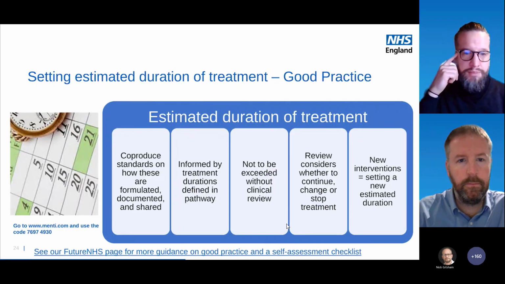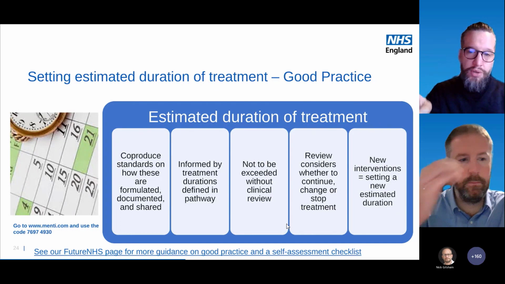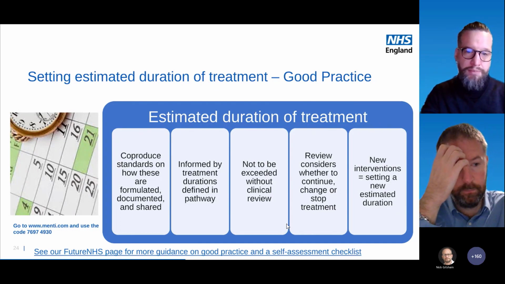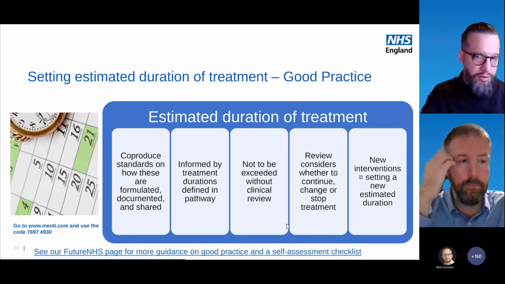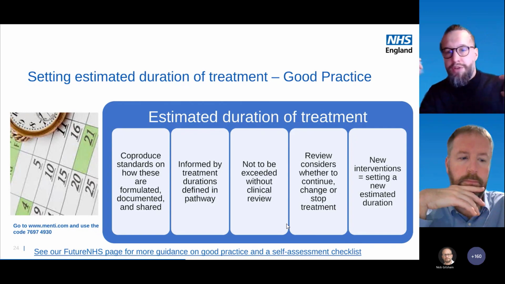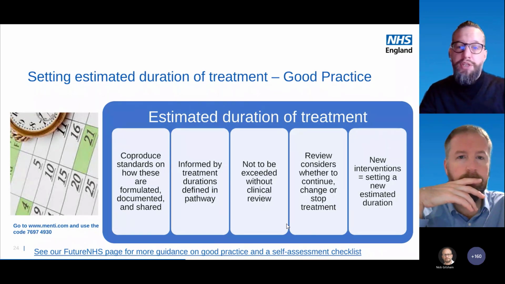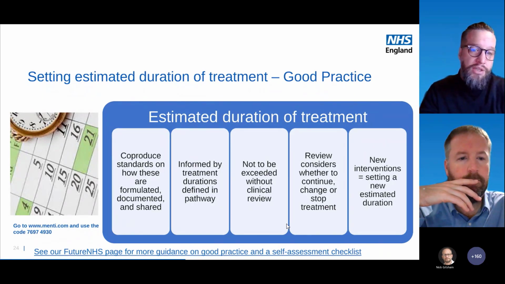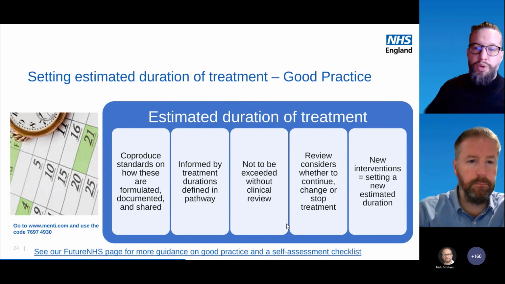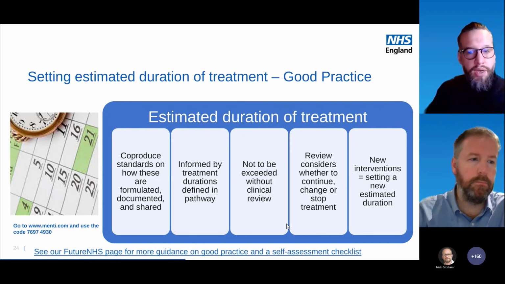If treatment is not concluded at the end of an estimated duration of treatment, then you need to have a clinical review and a reformulation of the person's needs. And that review will need to consider whether it's appropriate to continue with the current treatment, whether to discontinue treatment, or whether to offer different interventions. And if you're offering new interventions, then you need to set a new estimated duration of treatment and new criteria for discharge in accordance with the new interventions that are being offered and the new formulation of their needs.